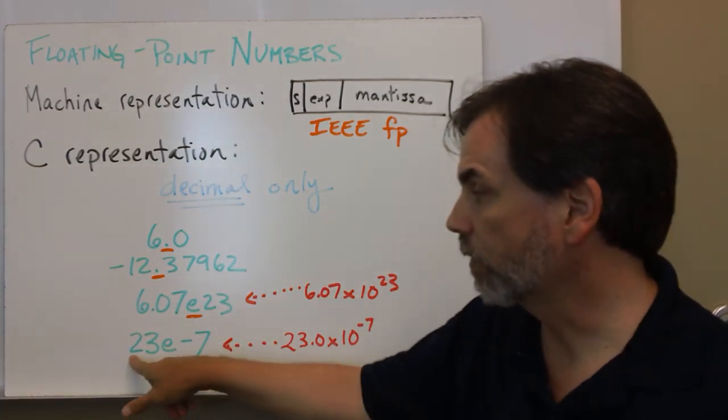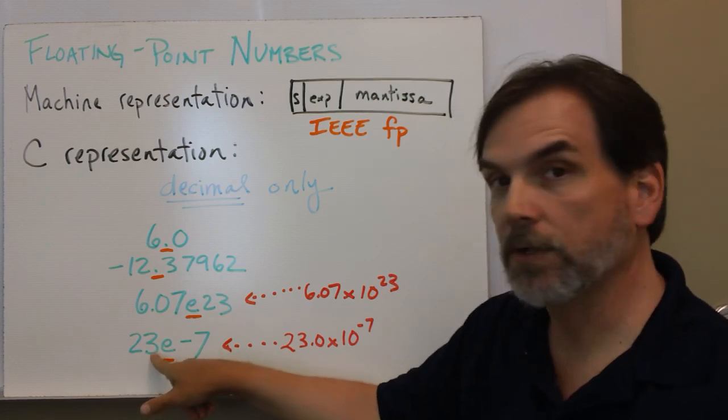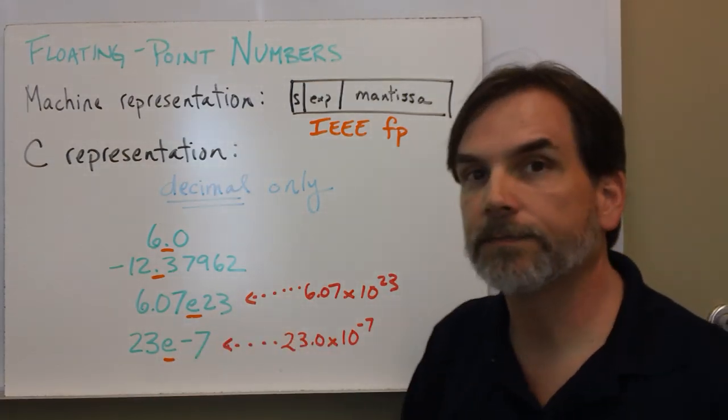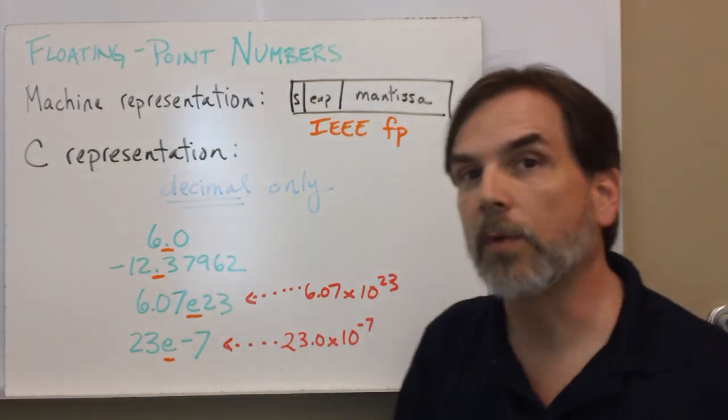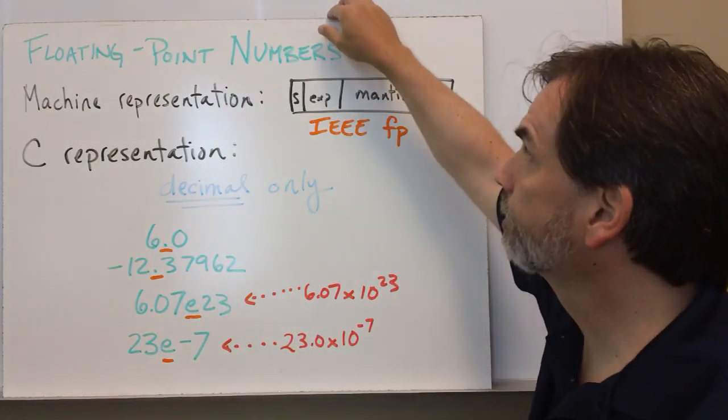Here's an example: 23e-7 is the same as 23.0, we don't have a decimal in this case, times 10 to the minus 7. That's how we write floating point. We must use decimal notation to write floating point numbers in C.